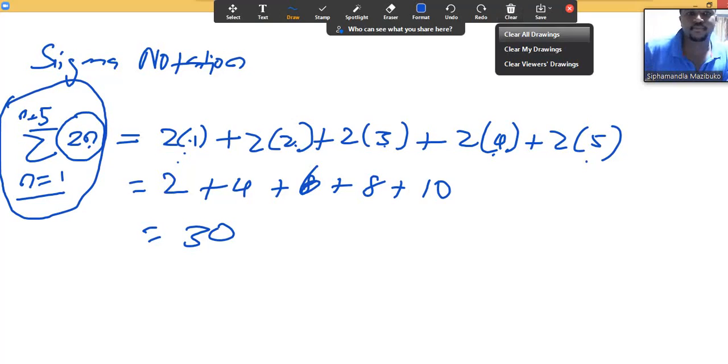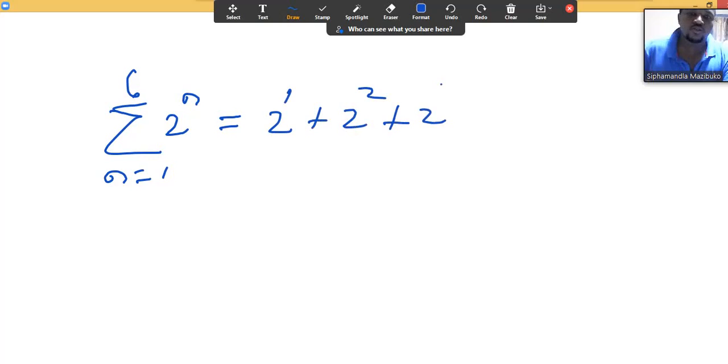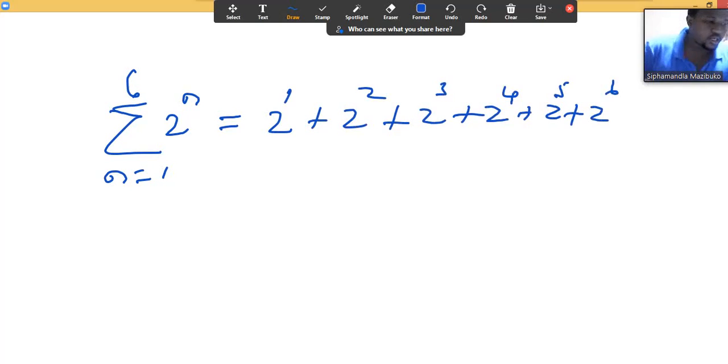Okay, let's look at our next example. We can have something like this: n equals 1 to 6, and then we have 2 to the power n, and we can expand it because we're starting from 1. So we have 2 to the power 1 plus 2 to the power 2 plus 2 to the power 3 plus 2 to the power 4 plus 2 to the power 5 plus 2 to the power 6. You can put this on the calculator and see what you get. Let's try to do it quickly.